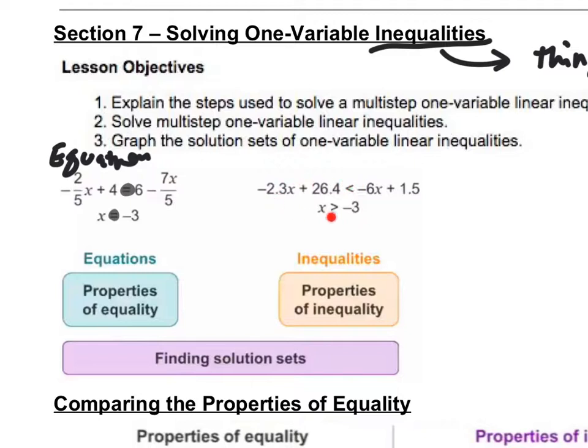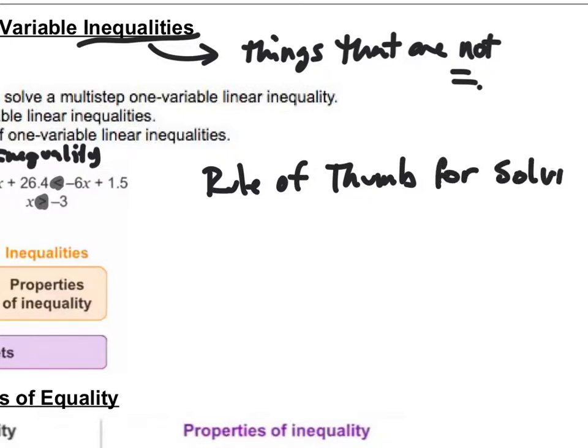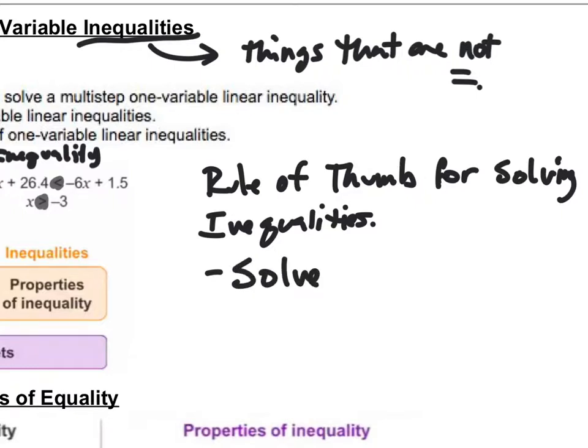But over here we have something called an inequality, okay? So this is an inequality. And what I notice is that we have this symbol here that represents that things are not equal, that one side is greater than the other, okay? And so the rule of thumb for solving inequalities is we solve them just like equations.